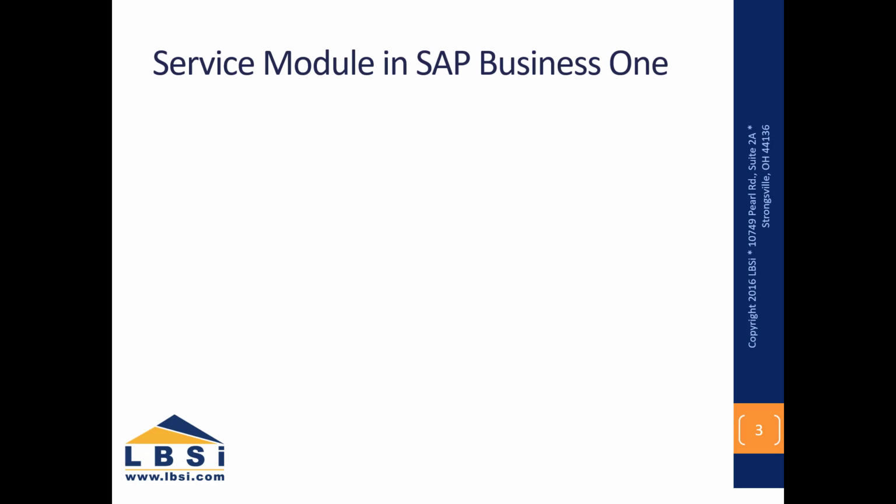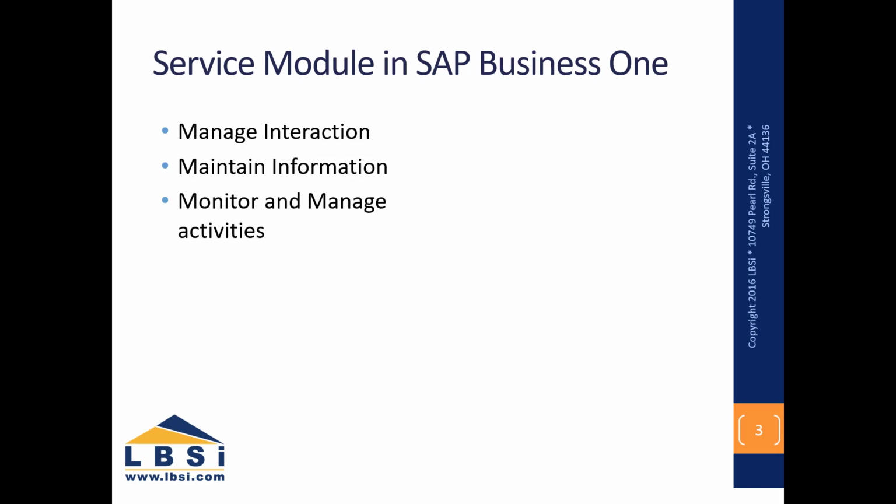If your company provides support services to its customers or receives support services from your vendors, you can manage all activities related to these services using the Service module in SAP Business One. For example, you can manage the interaction between service representatives and business partners. You're able to maintain information on service contracts, items, and serial numbers, as well as customers' complaints and inquiries. You are able to monitor and manage the activities of your service department by using standard and custom reports that assist managers and support staff with their daily work.